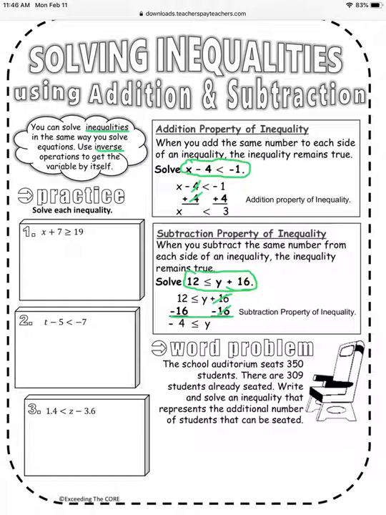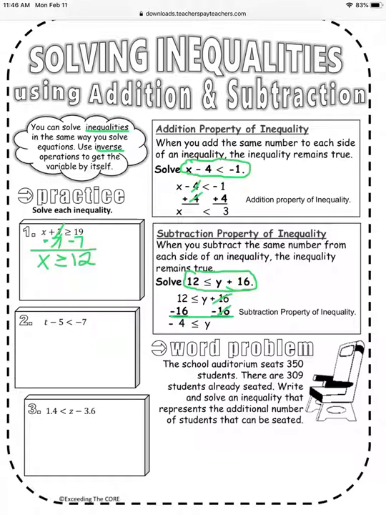So I want to get the x by itself. So I'm going to subtract 7 from both sides of the inequality. Again, the 7's cancel out, and x is greater than or equal to 19 minus 7 is 12.